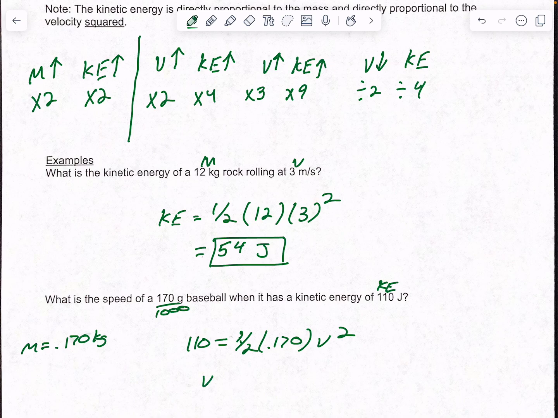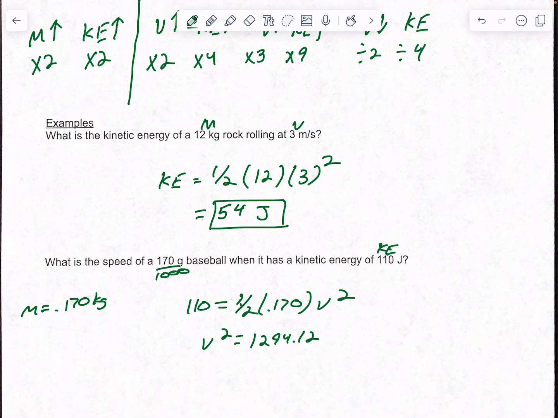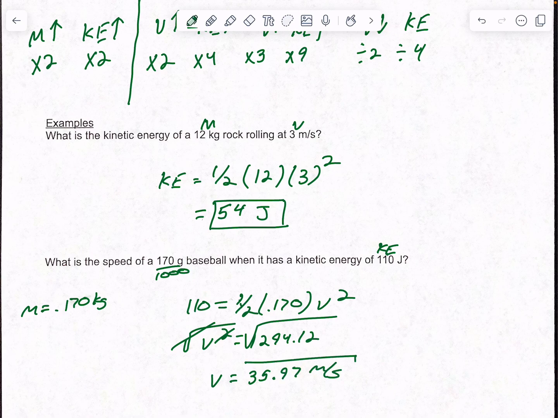If you do your calculations, you come out to V squared equals 1294.12. Don't forget there's a squared there. In order to get rid of that, you're going to have to square root both sides. So you get a final velocity of 35.97 meters per second.